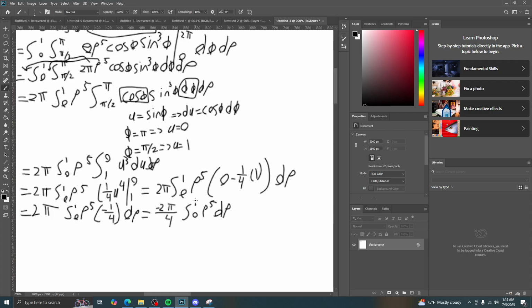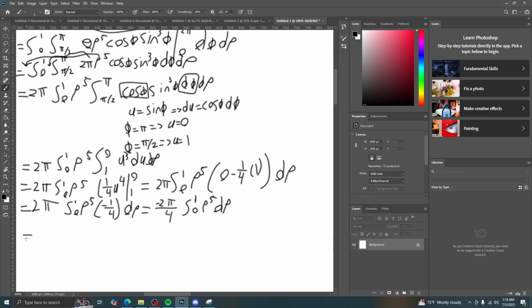And then the integral of rho to the 5th power is going to be 1/6 rho to the 6th. So we're going to do negative 2 pi over 4 is going to be negative pi over 2 times 1/6 rho to the 6th from 1 to 0. This is lower bound 0, upper bound 1 this time.